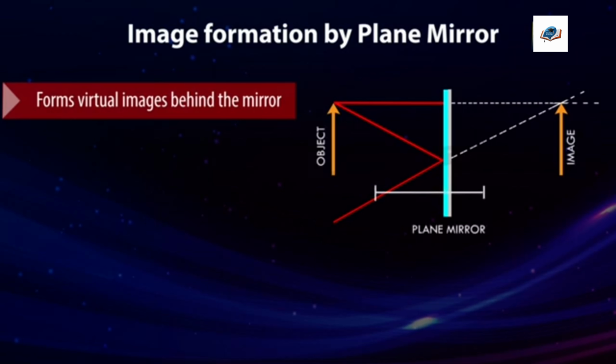These virtual images are not real. That means they cannot be projected onto a screen. They are formed by the apparent intersection of reflected light rays when extended backward.